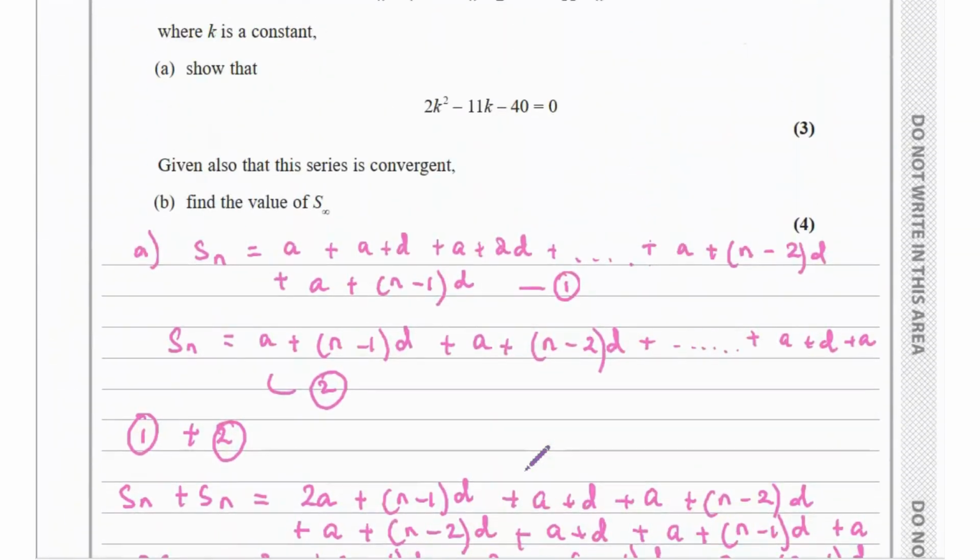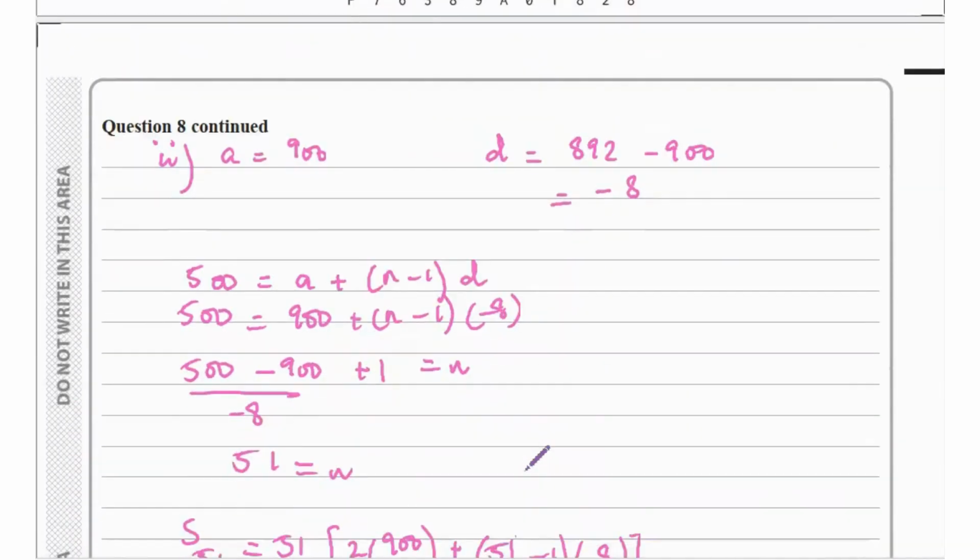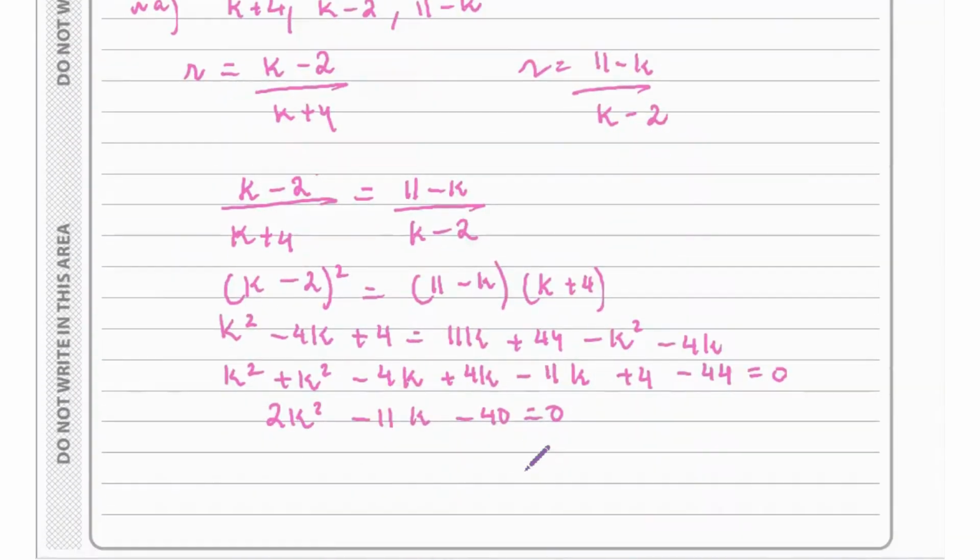Then, given that this series is convergent, find the value of the sum to infinity. For that, we have to figure out the value of k first, because without that, we can't figure out the common ratio or the first term. So in that case, we factorize the quadratic equation, 2k squared minus 11k minus 40 equals 0.